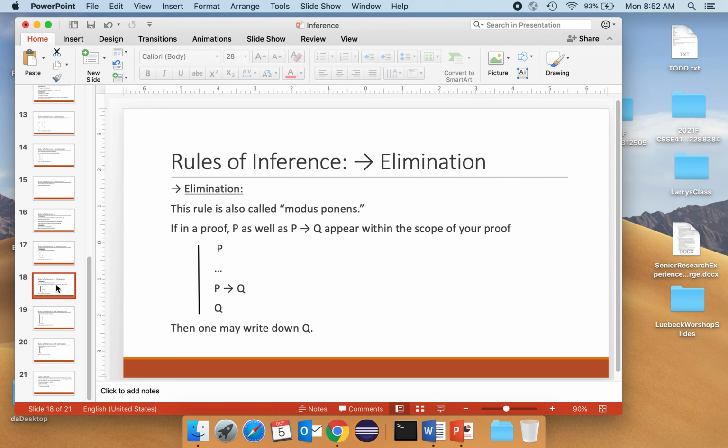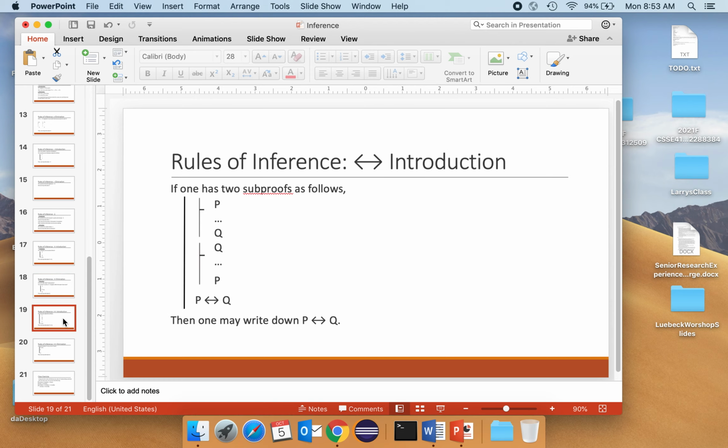So implication introduction. Implication elimination, that's the famous modus ponens. So in a proof you have P as well as P implies Q, then we can write down Q. We have seen that earlier with Socrates is human. If somebody is a human, then they're mortal. Actually, technically we had if Socrates is a human, then Socrates is mortal, and so we were able to establish Socrates is mortal. Great rule.